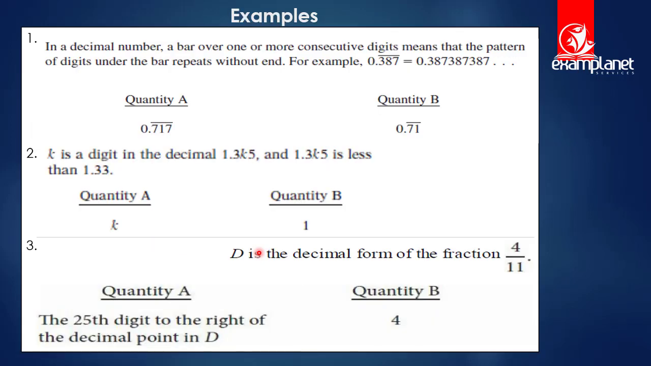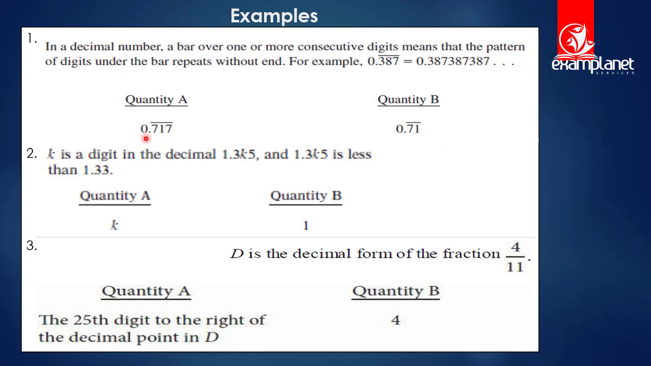Okay, so now let's look at some examples on these decimals to wrap up the class. Okay, now example one here. Example one says in a decimal number, a bar over one or more consecutive digits means that the pattern of digits under the bar repeats without end. For example, 0.387 with the bar is 0.387387387. So they're just explaining to you the meaning of the bar in this place. So there's nothing special about that statement.